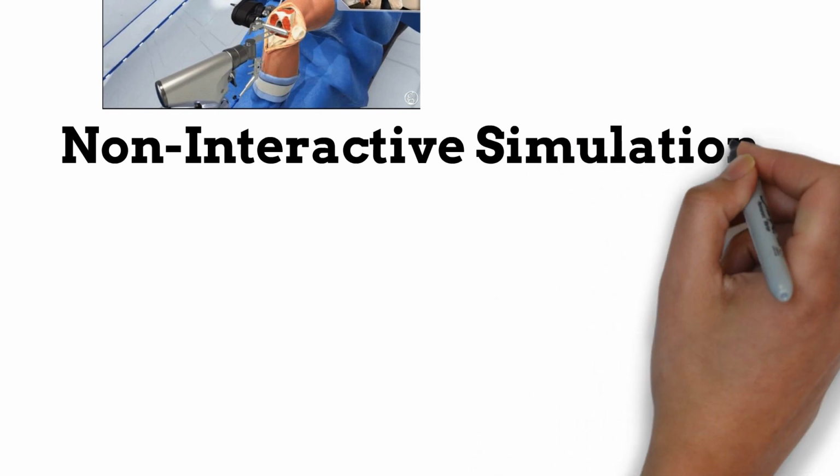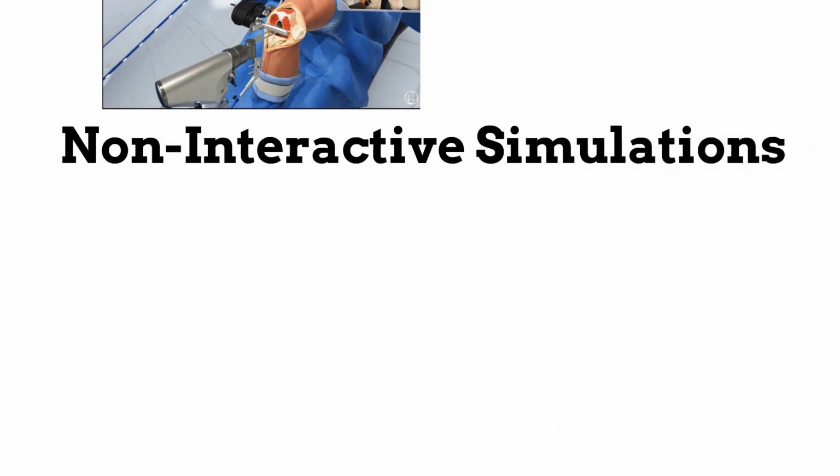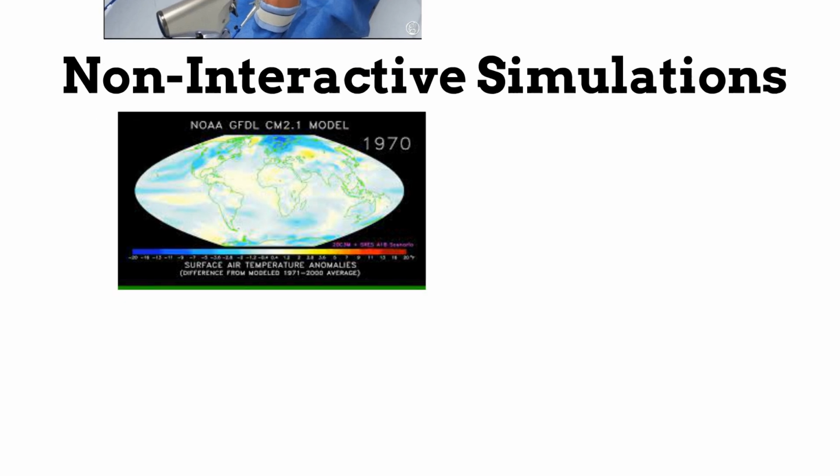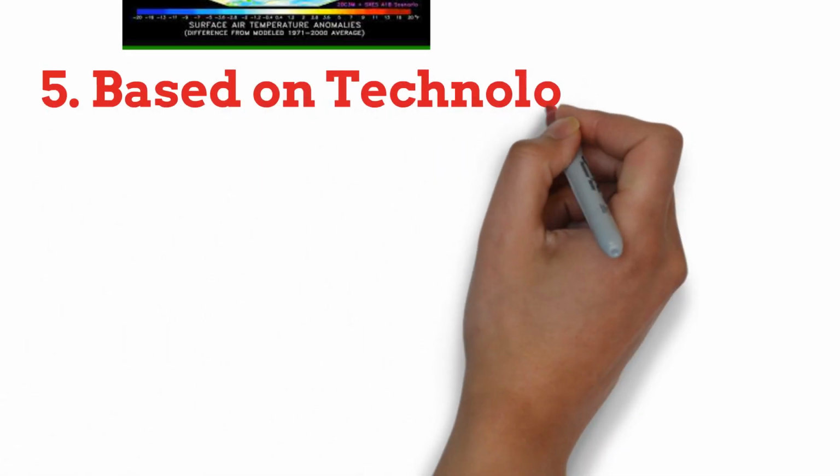Non-interactive or passive simulations. They run without user intervention and provide results or data for analysis. This is typical in research and modeling. For example, running climate models to predict long-term weather patterns without user intervention. Number 5, based on technology.